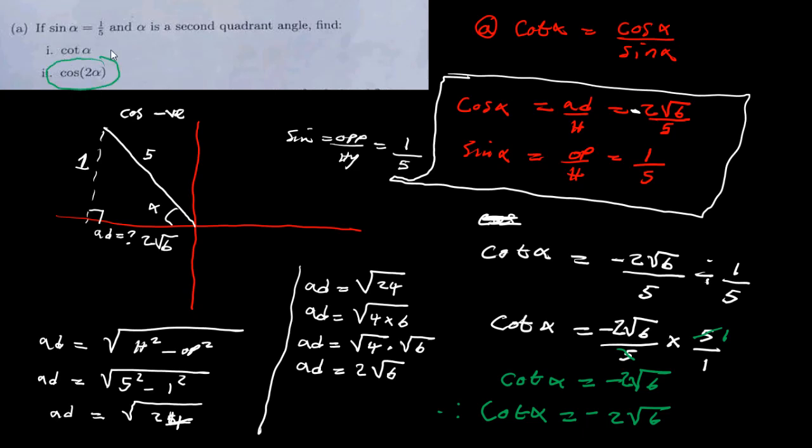So let's quickly move on and look at the next one, which is cos 2 alpha. So how can you solve cos 2 alpha? Okay, let's quickly look at this question. If we look at this question, B is saying cos 2 alpha, or it can just be written as cos 2 alpha.